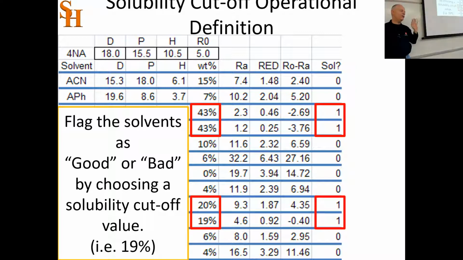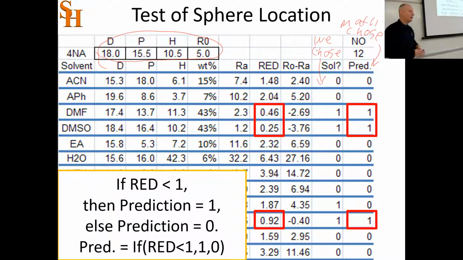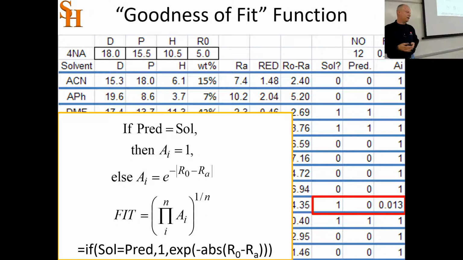Okay, so our fit's not perfect. So when we get there, our predicted doesn't match our flag. So that "sol?" column is our flag column. We're flagging that column, and then we have a predicted column. And if the predicted and flag don't match, then the fit function calculates the distance. So now this last column is our fit function column.